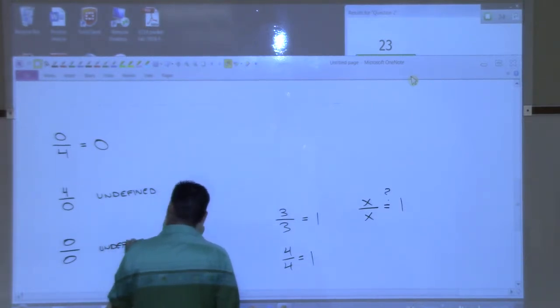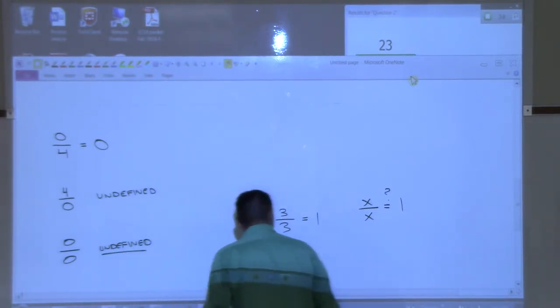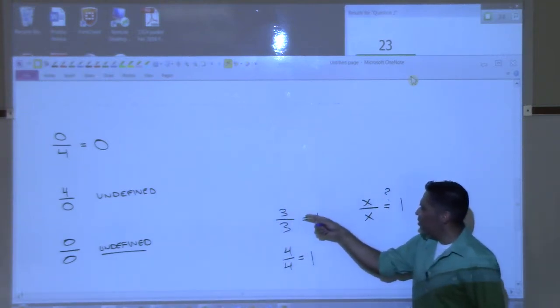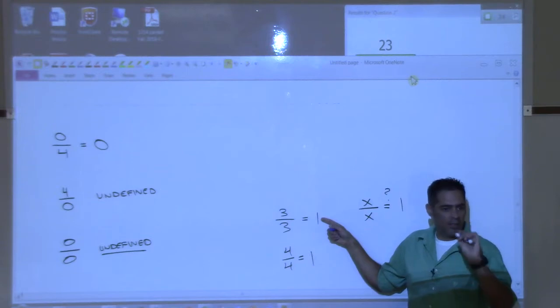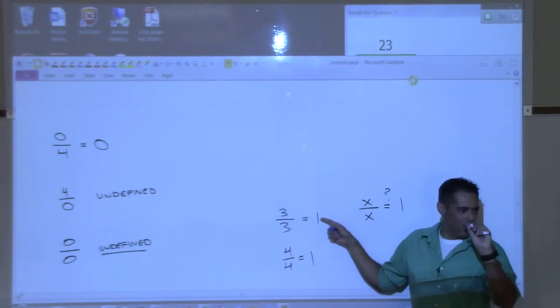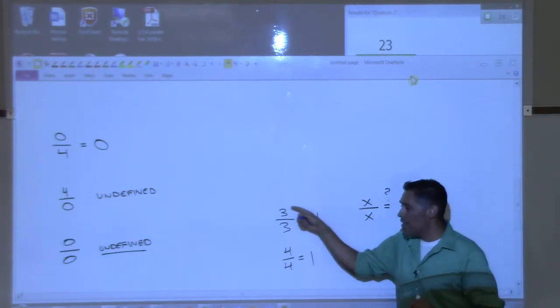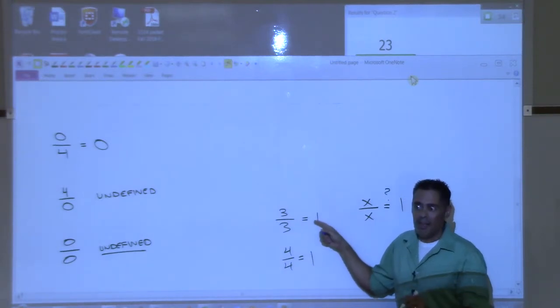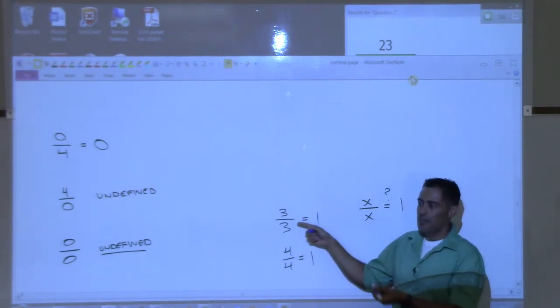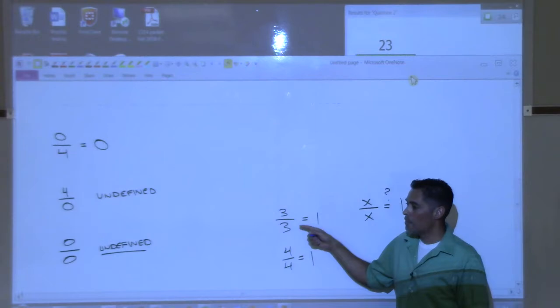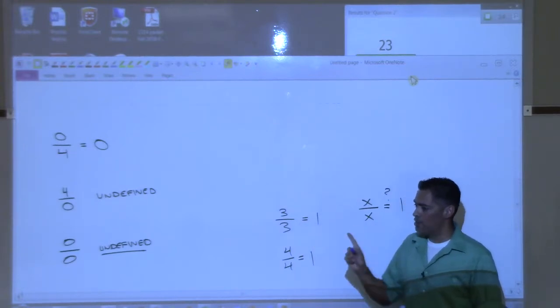All right, it's undefined. The reason is that when you learn all these rules, like being told that anything over itself is 1, there's a little asterisk that they don't necessarily always point out: anything over itself is always 1 so long as it's not 0. Okay? Yes? So is no solution and undefined not the same thing? No solution and undefined are two different things.